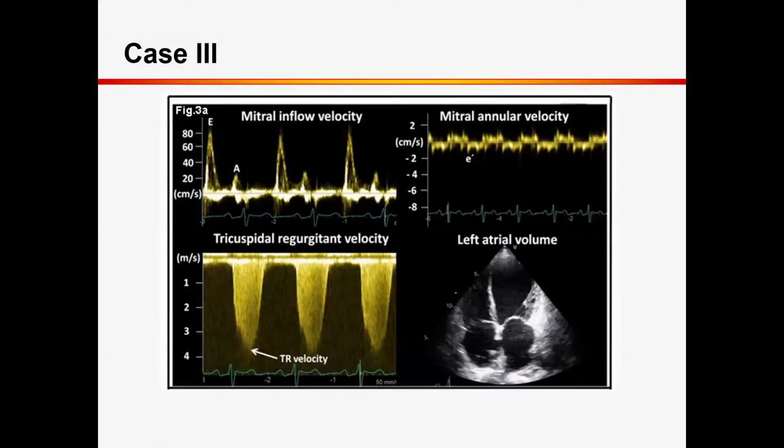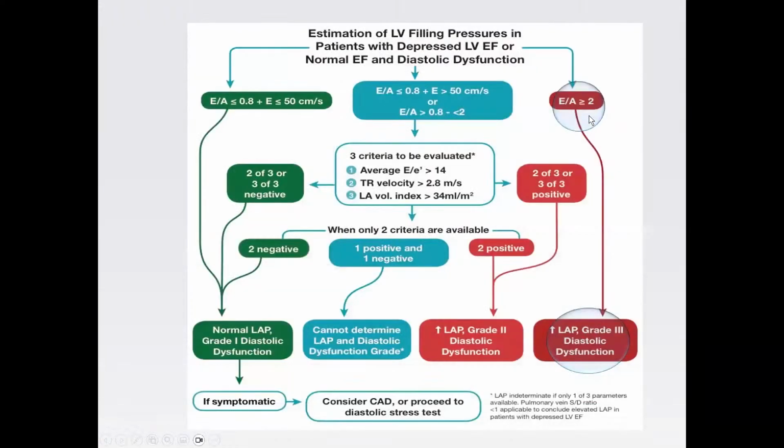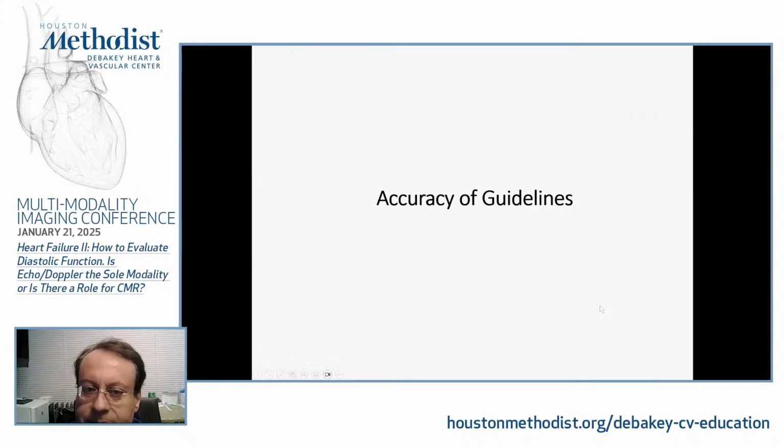A patient with depressed EF, we see restrictive filling, minimal annular velocities, a TR velocity approaching 4, the big left atrium, and pretty quickly, without even any actual measurements, we can tell that this patient is going to be grade 3 with a high LAP, and again confirmed by cath when you look at the mean wedge pressure in the 20s, mid to high 20s.